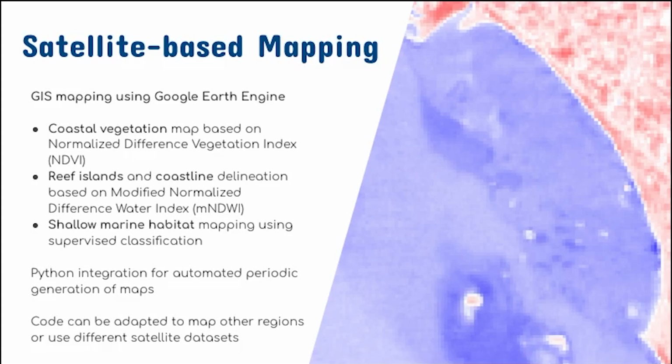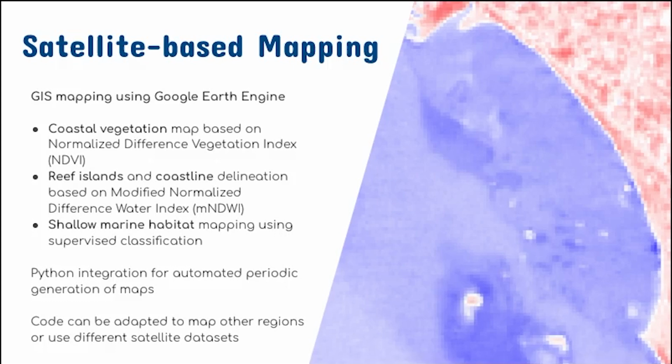To map the coastal vegetation, we use the NDVI, which is an indicator of health and density of vegetation along the coastline. For the reef islands and coastline delineation, we use NDWI, which assists in the accurate delineation of reef islands and identification of coastline borders.